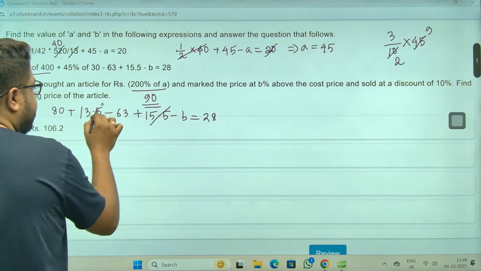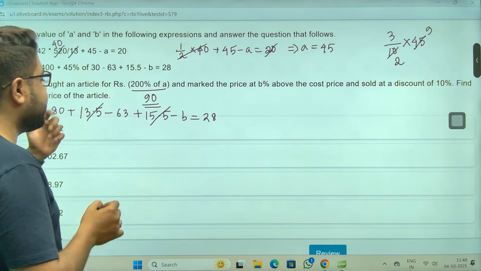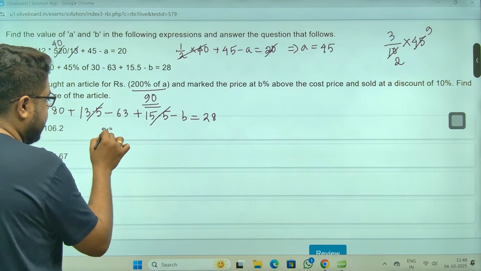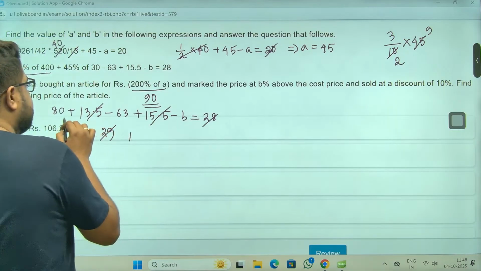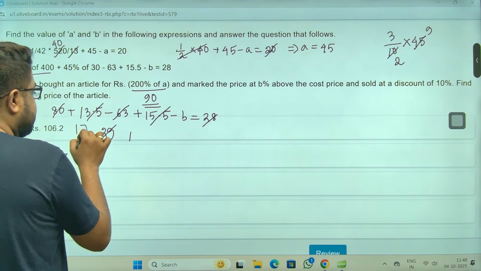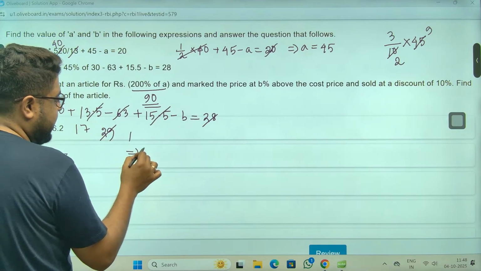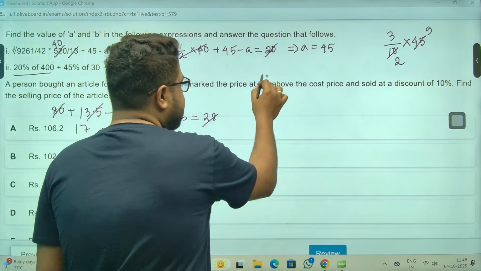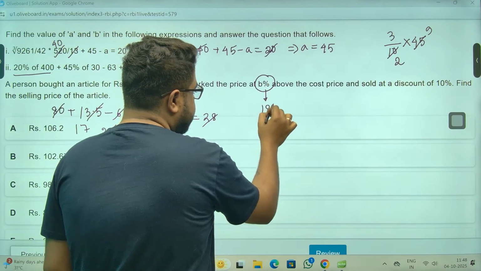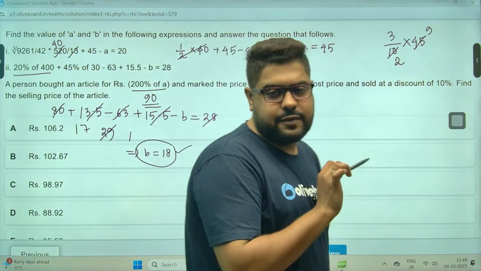Sir, 15.5, 13.5. That is 15 plus 14. That is a 29, I guess. So 29, 28, that is 1. Sir, 80 and this, sir, 17. 17 plus 1 is 18. So B is 18, sir. Done. So B is 18. That's the thing.